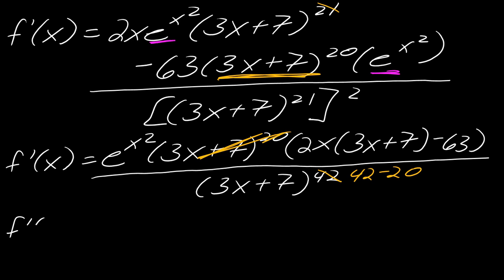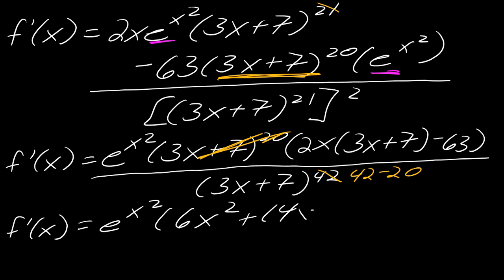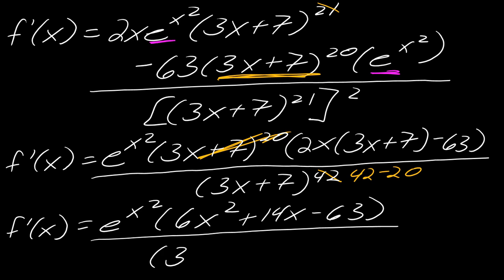Okay, so now if I were to finish this lovely problem, this becomes 6x squared plus 14x, sorry, that 14 looks terrible, 14x minus 63 over (3x plus 7) to the 22nd. And so there you go. So we just had to kind of take our time with simplifying that one.